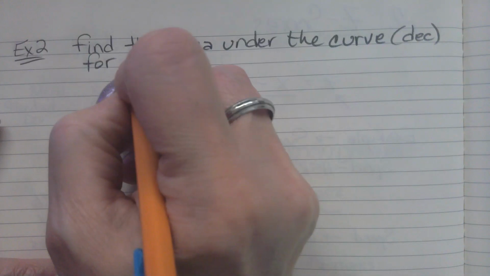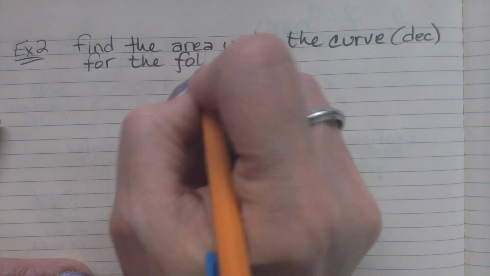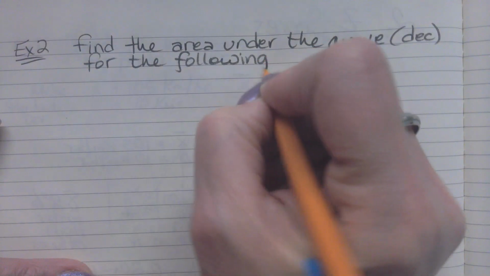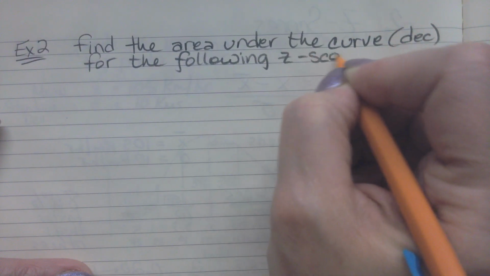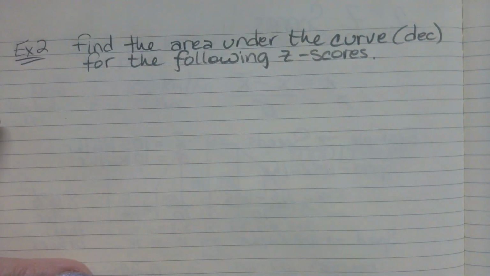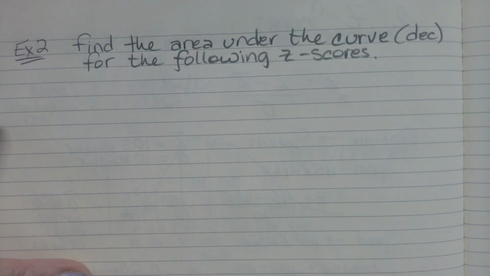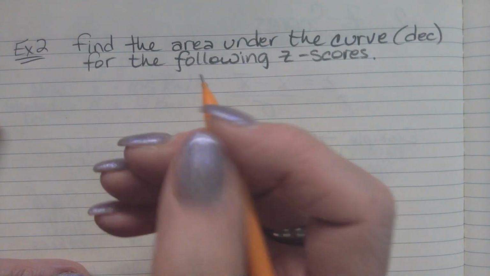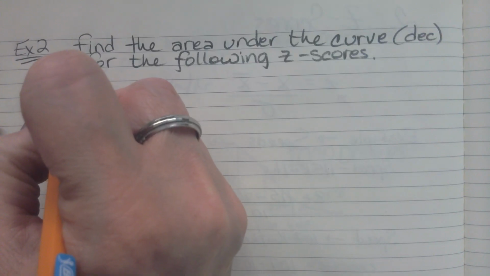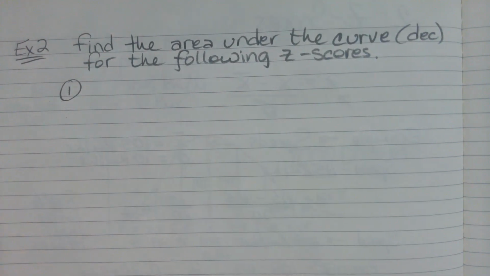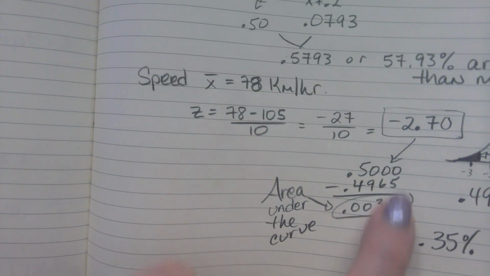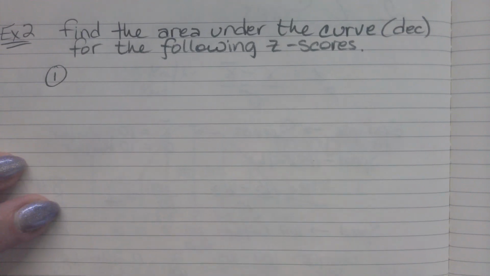Or the Z-scores. So they've already used that formula, and they've calculated some Z-scores out for us, all right? And so they're asking us to find the area. So what they've done is they've already found us this value. We're just finding this. Okay? So it's a little easier, you don't have to do the calculations, right?